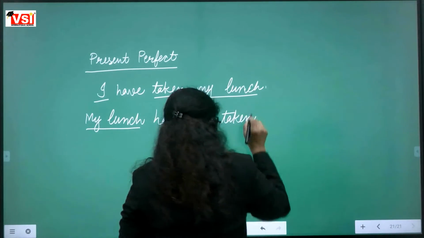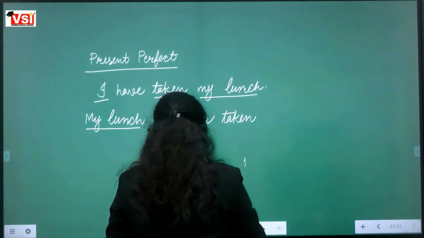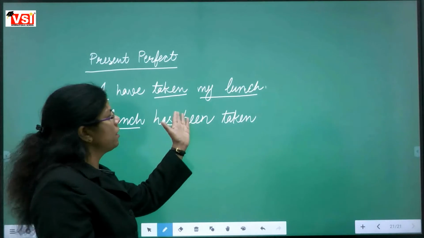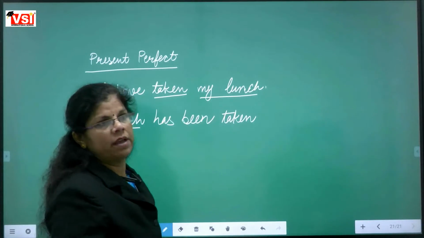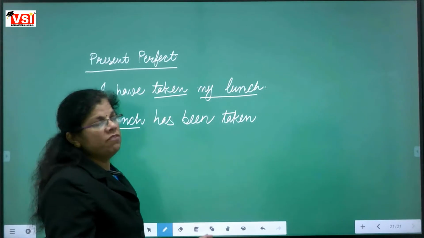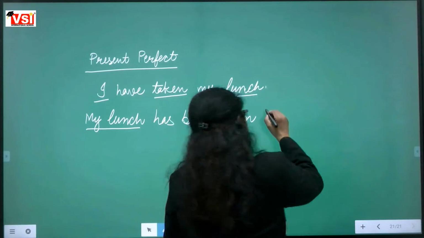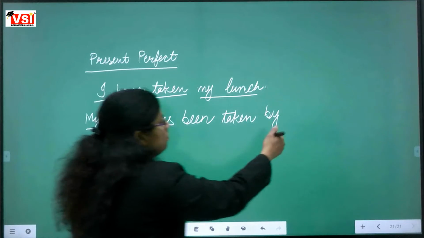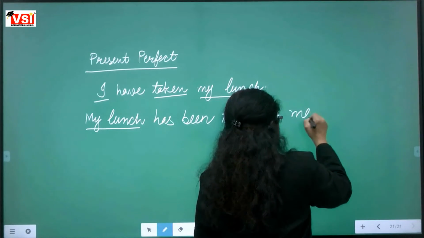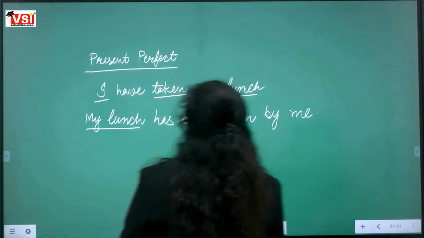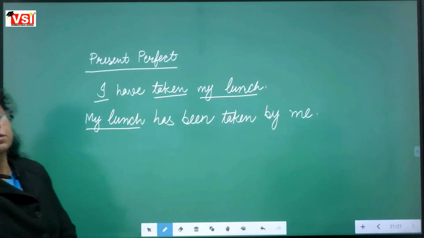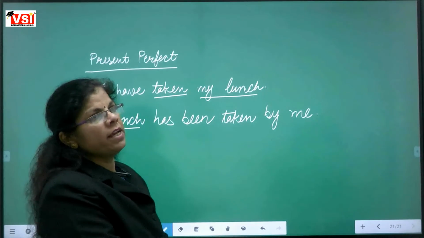By me. Taken will not be changed into any other word, because with has and have we anyway use the third form, and the third form is already there, so we will not change that. We will not change any verb in that. Now the fourth rule was by, and I is changed into me. Is it clear to you people? Any doubt? Should we move to another one?